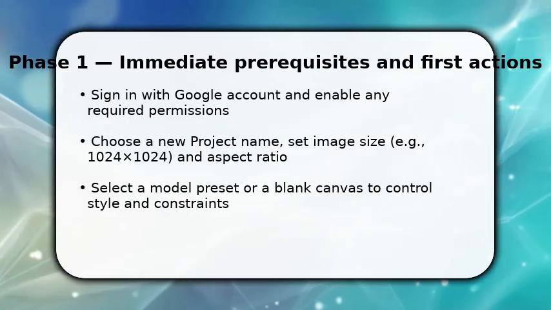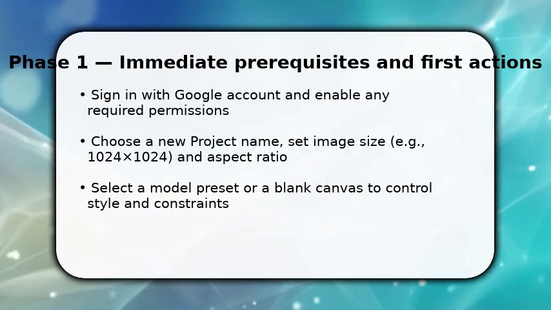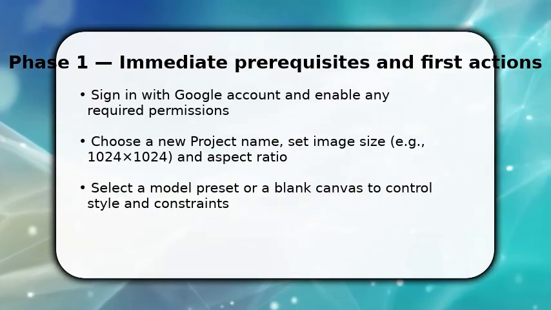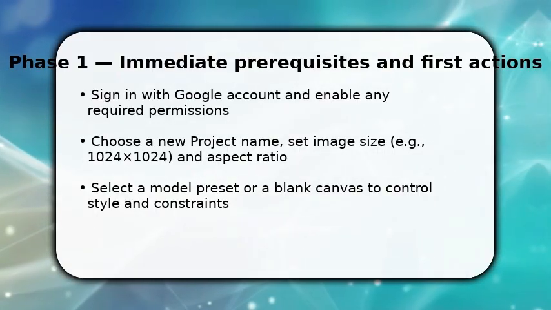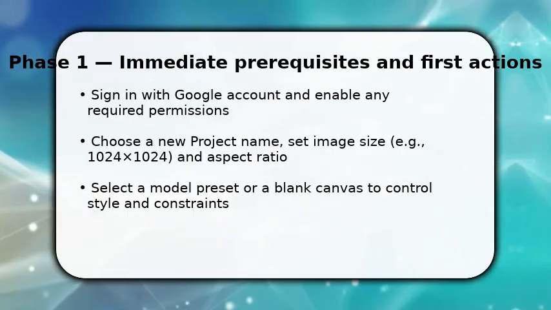You begin by opening Google AI Studio and signing in. Make sure your account has image generation access. Next, create a new project and name it so you can find it later.